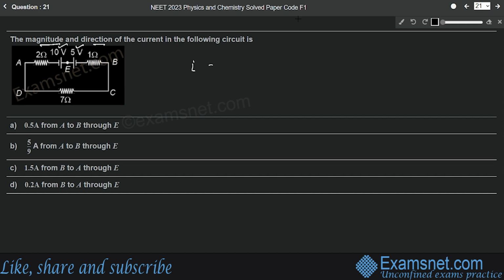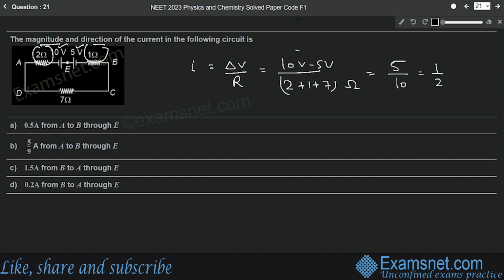The current will be equal to delta V upon R, right? Delta V is the change in potential, so that will be equal to 10 volt minus 5 volt divided by the resistance. So what is the total resistance here? 2 ohm, 1 ohm and 7 ohm. So total resistance will be 2 plus 1 plus 7 ohm. So 10 volt minus 5 volt means 5 volt, and this side we have 10 ohm. So that will be equal to 1 by 2, that is equal to 0.5 ampere. Okay, so the amount of current flowing is 0.5 ampere.